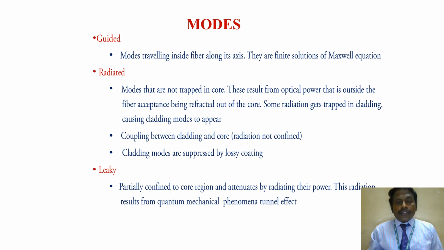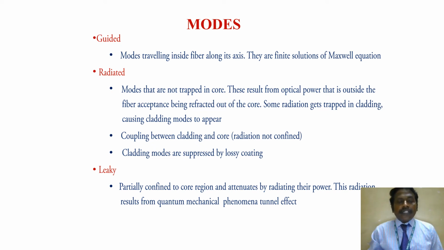In the radiated mode, coupling between the cladding and the core is possible, and the cladding modes are stripped by a lossy coating. So this is called a radiated mode. The third one is called a leaky mode, where the power is partially confined to the core region and attenuated by radiating into the air. This radiation results from the quantum mechanical phenomenon of the tunnel effect.